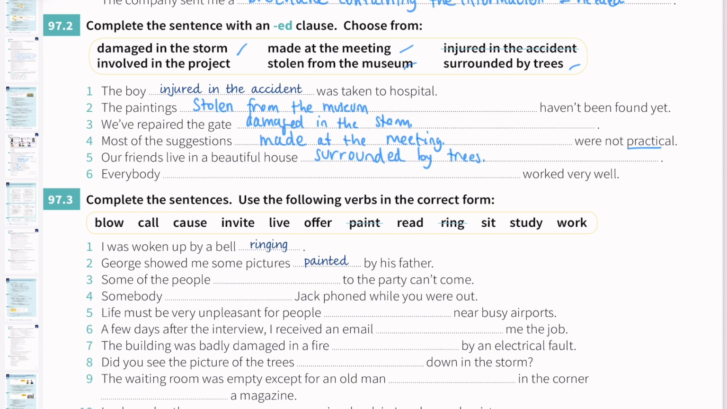And then we have the last one, everybody involved in the project. Involved in the project worked very well. So you see, this is the ed clause. It has the passive meaning.